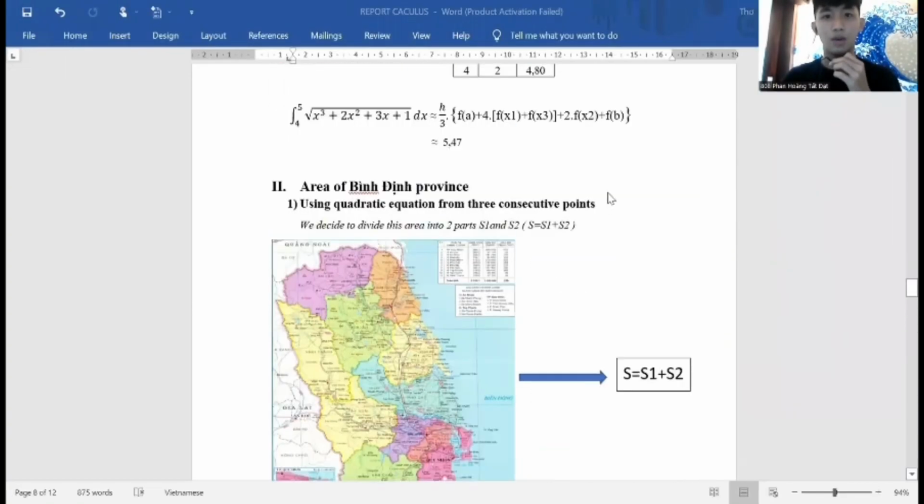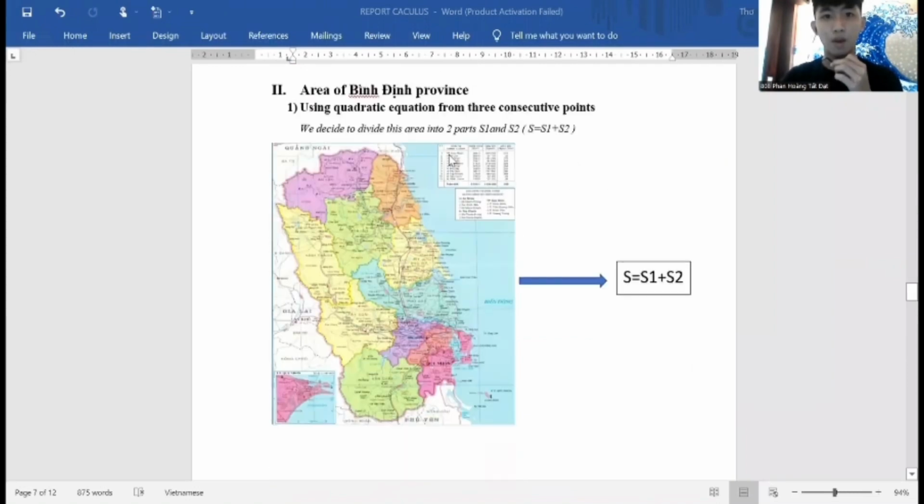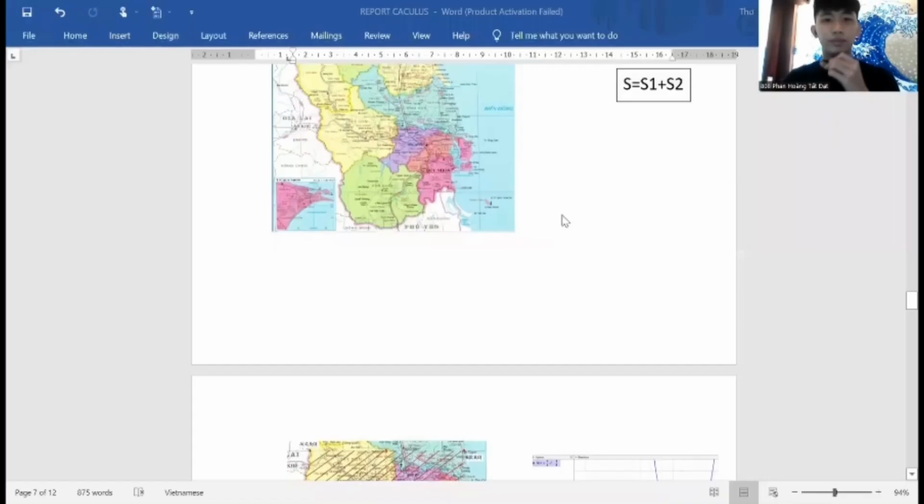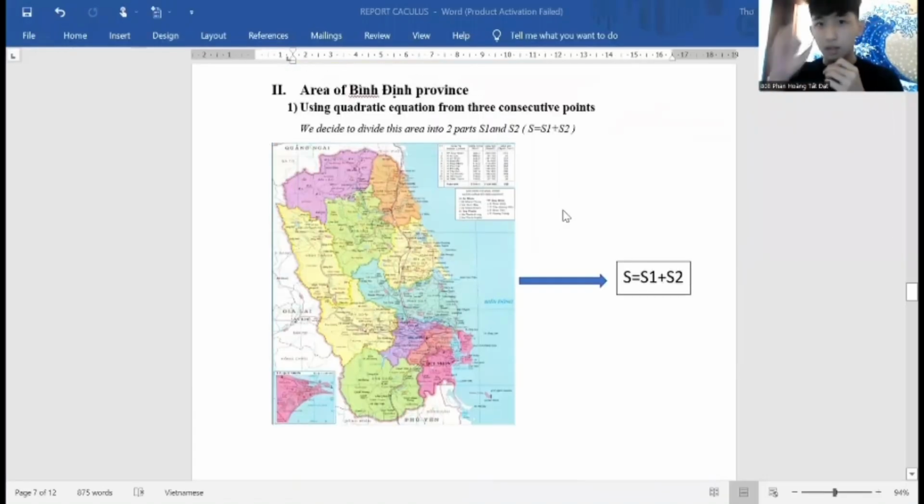Hello, Mr. Long, and I will undertake the part of calculating the area of the new province. Firstly, I will use the quadratic equation from three consecutive points.